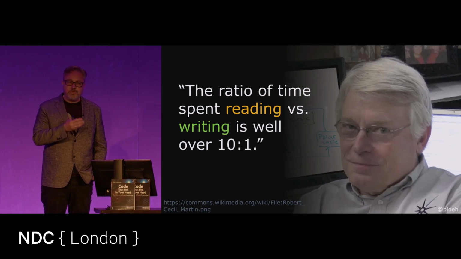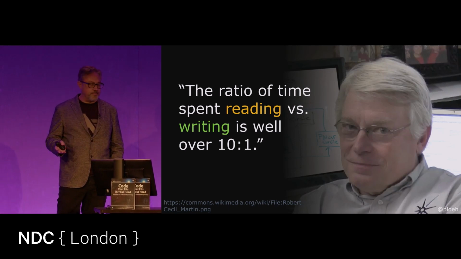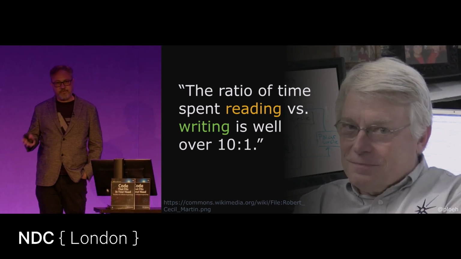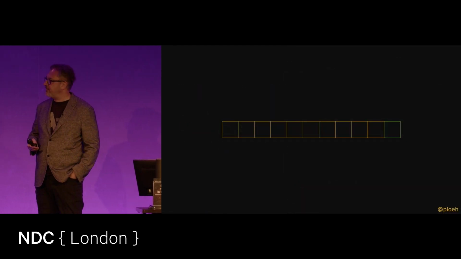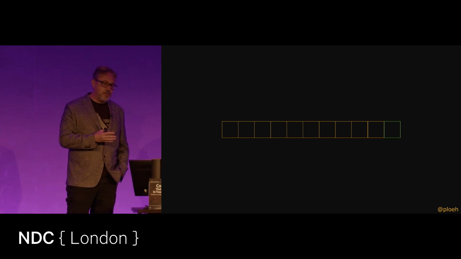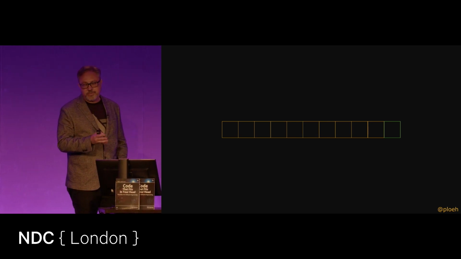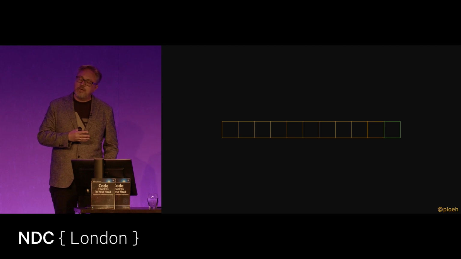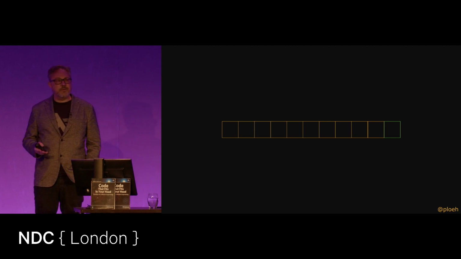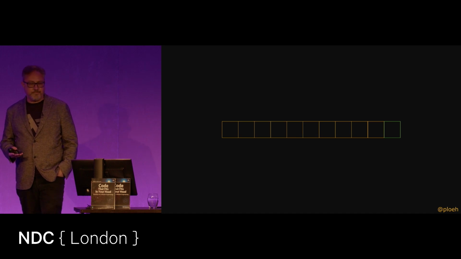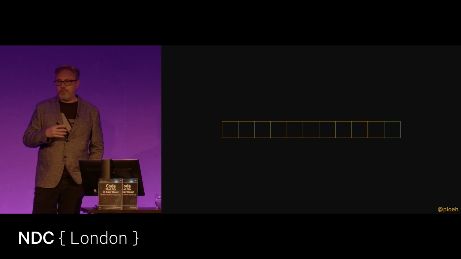What happens to your productivity if this is true? And where should you prioritize your effort? One way we can try to illustrate that is with a little graph like this one. I have 10 orange boxes representing the time that you are spending reading code, and then one green box representing the time you're spending writing new code. And that's a 10 to 1 ratio.